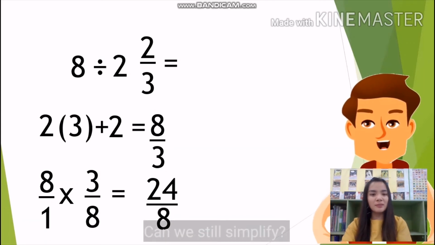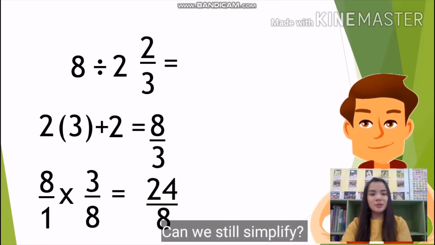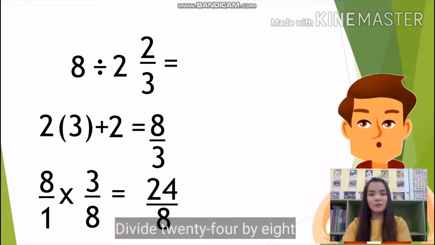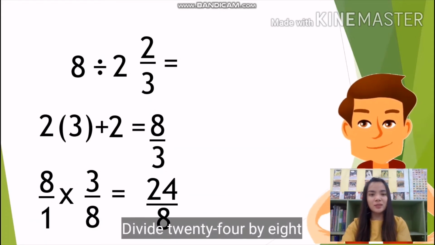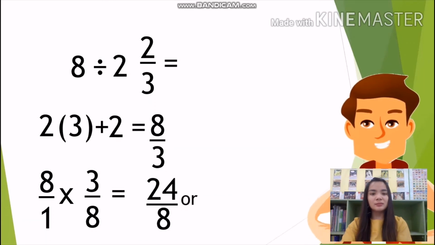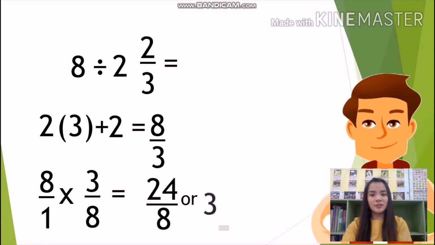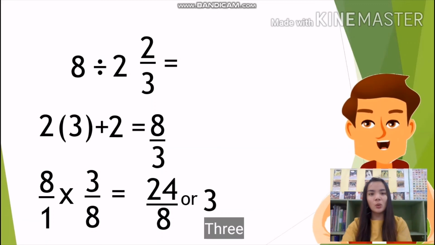Can we still simplify? Yes. So we're going to divide 24 divided by 8. So our answer would be 3. So it becomes a whole number.